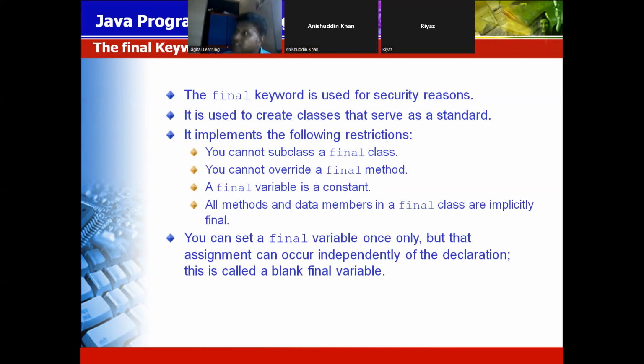When you define a class as final, se class bitare jaha bhi variable function jaha bhi define karibe, seta automatically considered as a final. You can set the final variable once only, but that assignment can occur independently of the declaration. This is called a blank final variable. So once you define a final variable, till you are not initializing the value, it remains uninitialized.